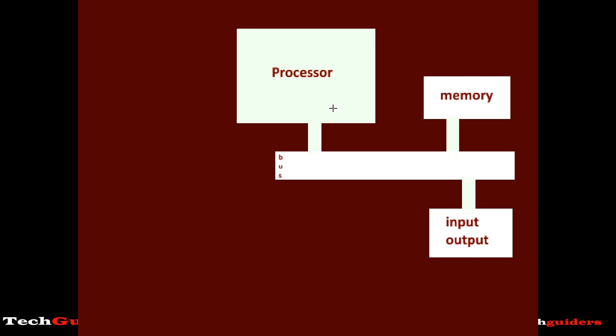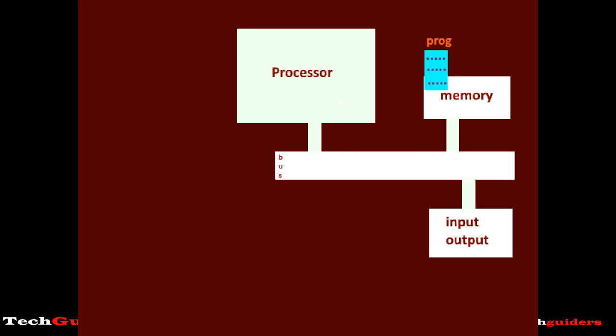This program will be written by some programmer, and initially it may be kept on the disk or on some input-output device, but ultimately it has to be brought to the main memory for execution, and the processor executes it. So how does the processor execute it? The program consists of a series of instructions.